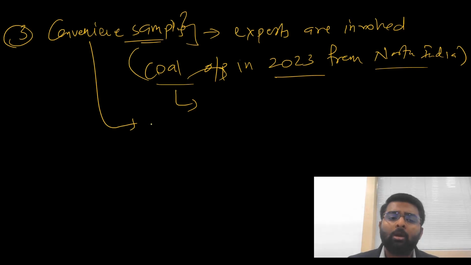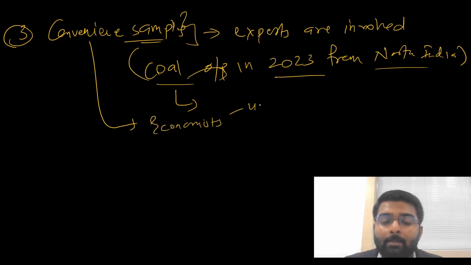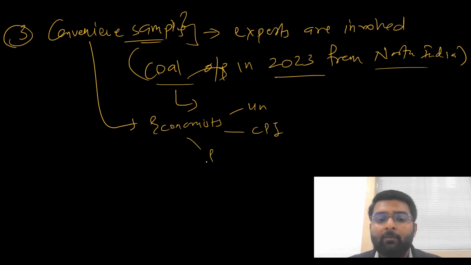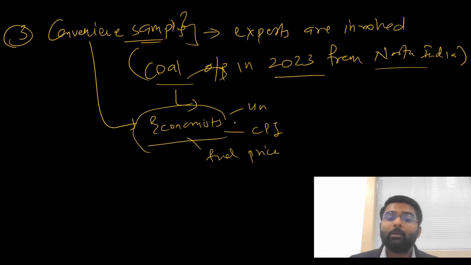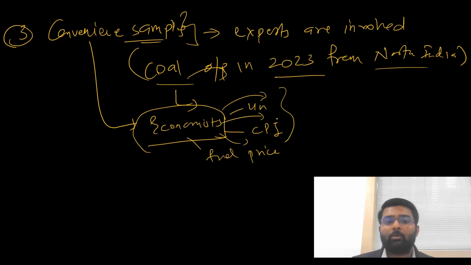Or for example, economists. If I want to discuss unemployment, the consumer price index, fuel price, and so on and so forth, economists are the right people with whom I should discuss, right? And they are the ones who are going to be the decision makers, the policy makers, and so on. That is when convenience sampling comes into picture.